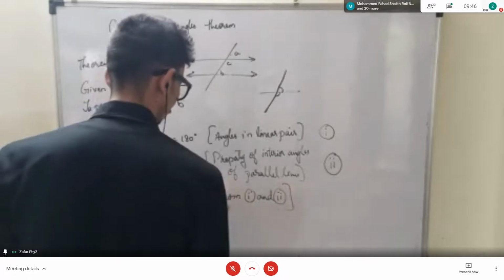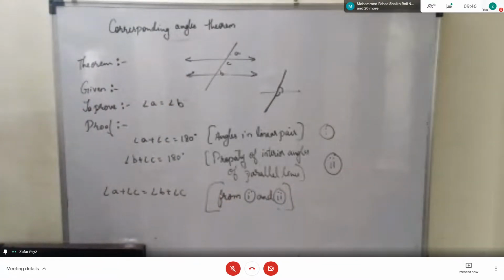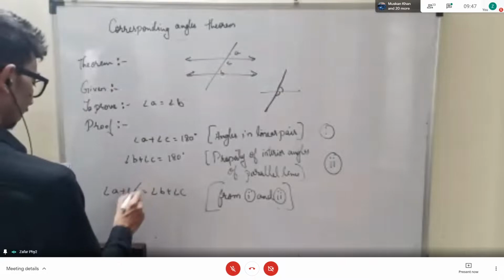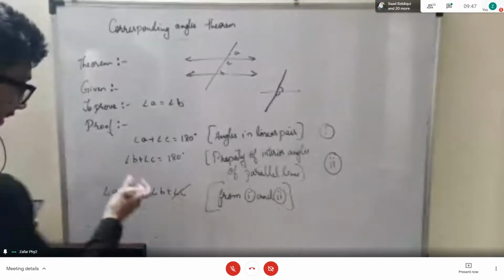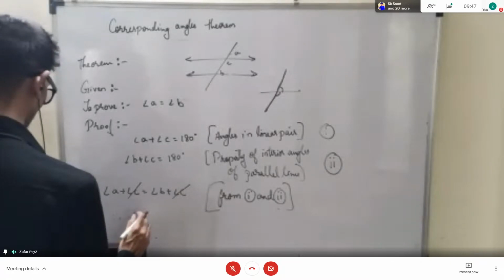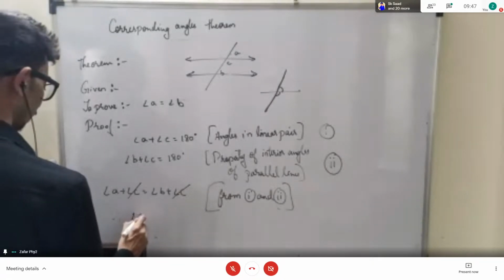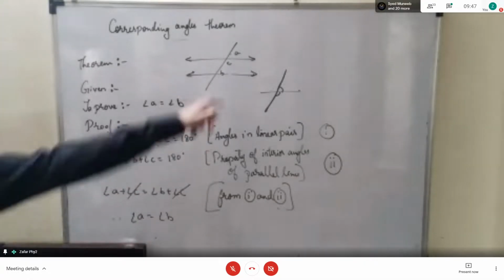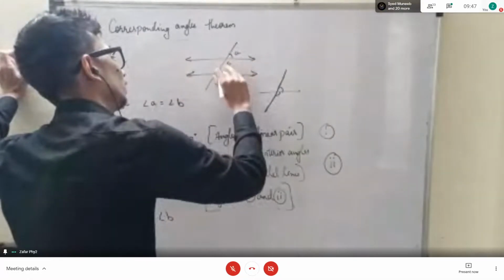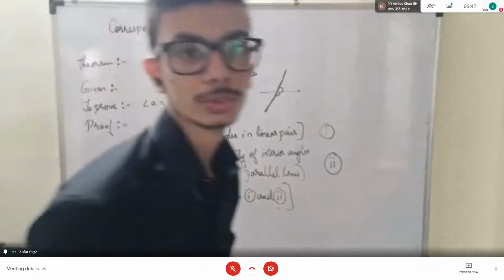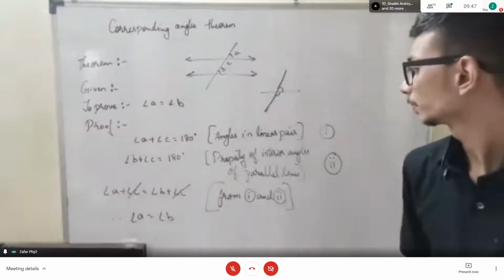From 1 and 2. Okay, from 1 and 2. So can you see this angle C and angle C will cancel? C minus C is 0. Therefore, you get angle A is equal to angle D. Angle A is equal to angle D. Is it clear to you? Write in the chat.